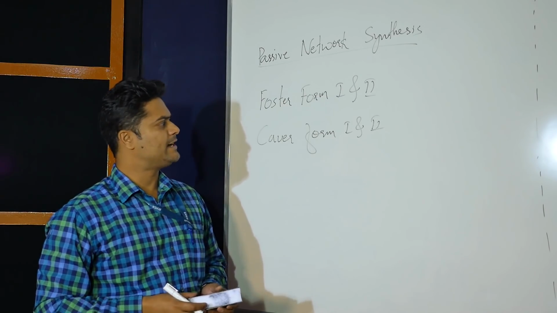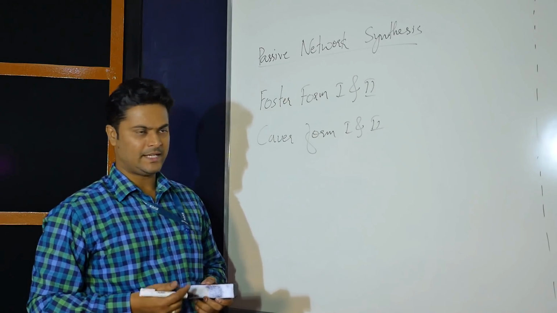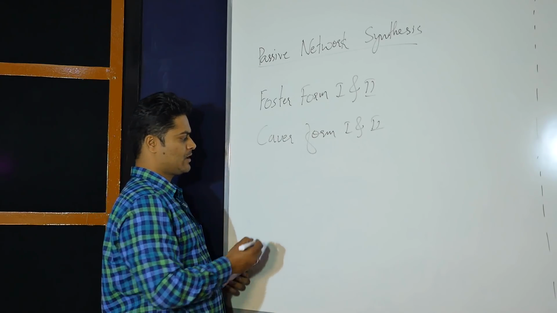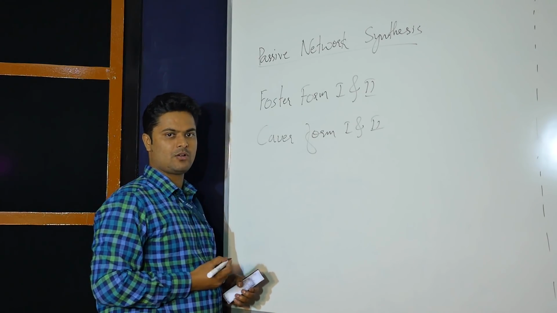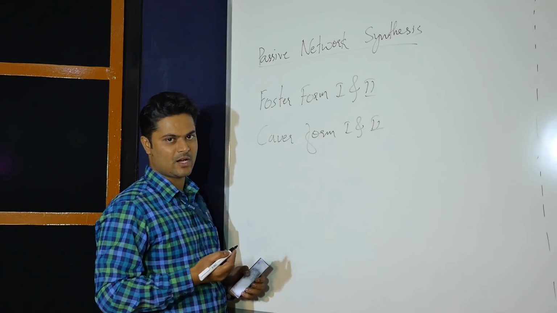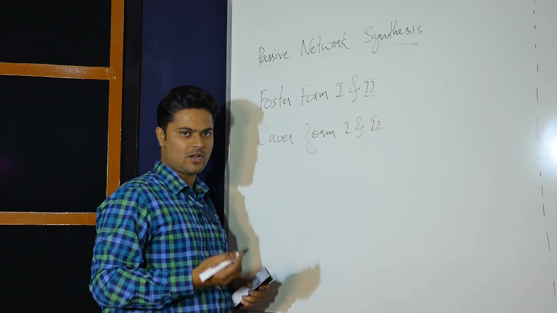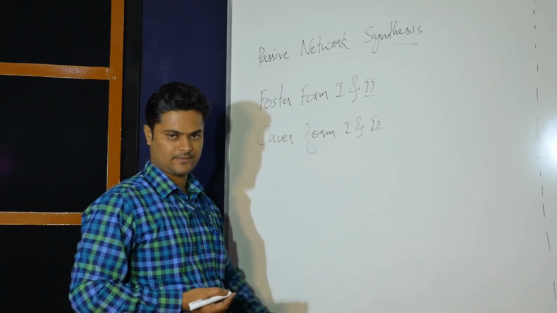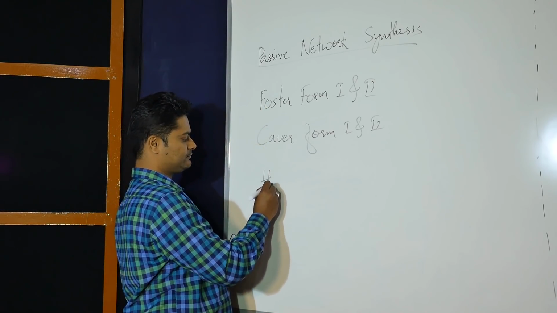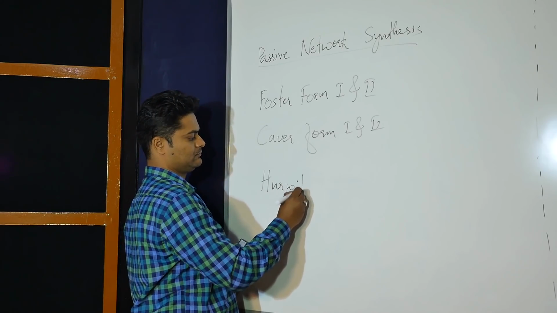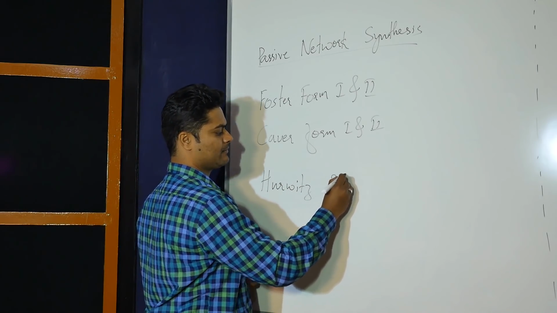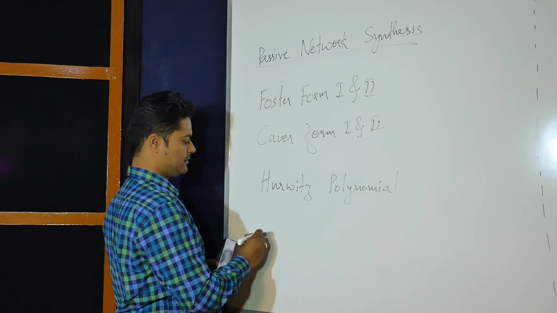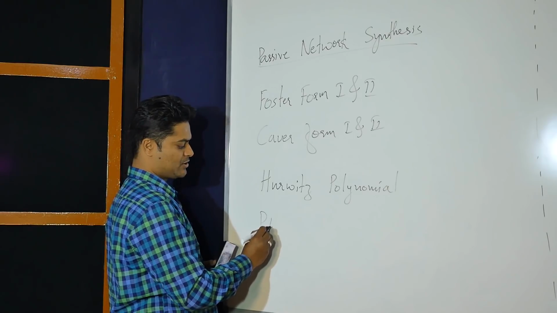So prior to going into detail about realizing a network for a given excitation and response characteristic equation, we would like to know a few terms, that is Hurwitz polynomial and positive real functions. So in today's class we will discuss Hurwitz polynomial, what it is and how we can tell whether a polynomial is Hurwitz or not, and whether a function is a positive real function or not. So Hurwitz polynomial and PR function, that is positive real function.